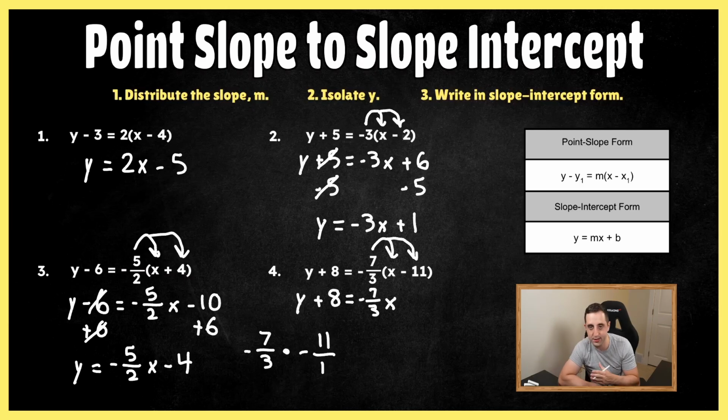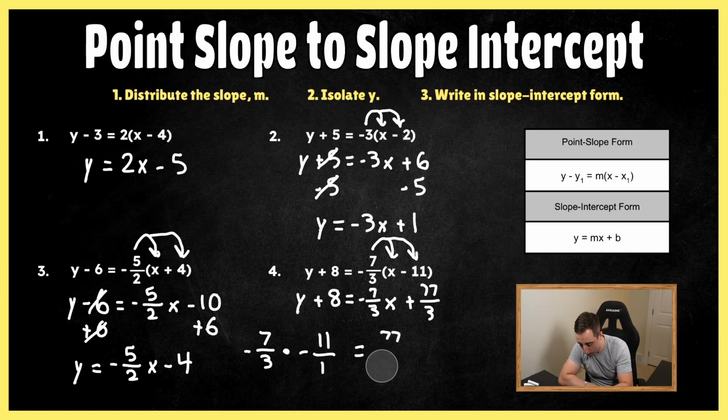Again, putting it over 1 doesn't change the value of it. We'll check diagonally, see if we can simplify anything, and we can't this time, which means we just have to multiply the way it is. So this equals 7 times 11 is 77. 3 times 1 is 3. We have a negative times a negative. That's going to give us a positive result. So this is going to be plus 77 over 3. And sometimes you can get a problem that does this, where you have an improper fraction being added here. So don't freak out because that happens.